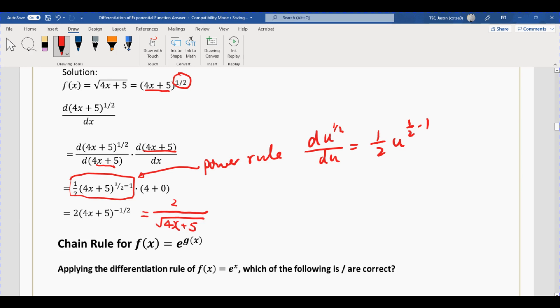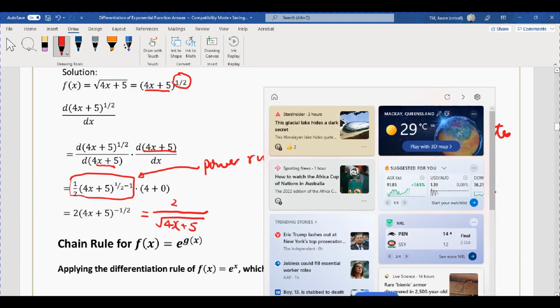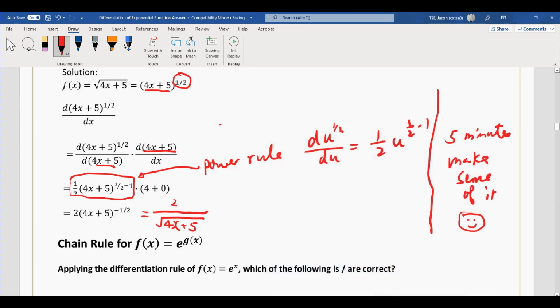So if you really have trouble understanding this, you can stop here and spend like 5 minutes trying to make sense of it. You need to make sense of it. Try to spend 5 minutes at least to make sure you understand this. If you still can't get it, you can go back to last year's PowerPoint, which is still in the OneNotes. You can just track the chain rule, and you can see plenty of it.